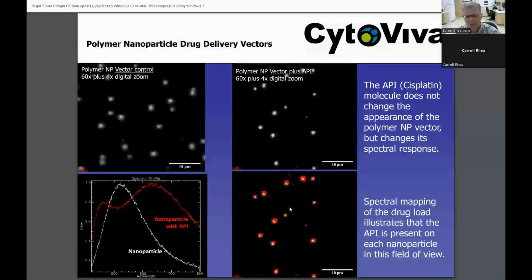And we also can clearly see, just from this very small number of particles that we're looking at, that this group's done an excellent job of functionalizing what appears to be each particle, in this field of view at least, with the cisplatin, which gives them some great insight into the efficacy of their effort to functionalize these nanoparticles, in this case with the small molecule drug. Wanted to show that as an example of that.